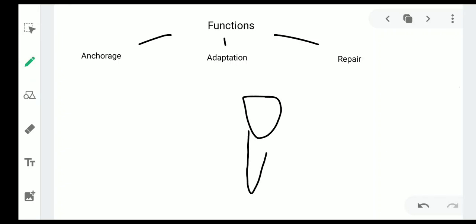So if there is a minor trauma over here, then the cementum replaces it with a new tissue and maintains the anatomy. So it is anatomical repair. If the damage is more, the cementum will be deposited more on that side, and then it serves as functional repair.